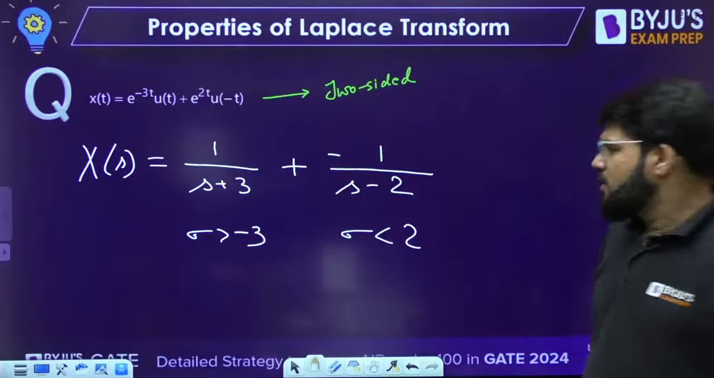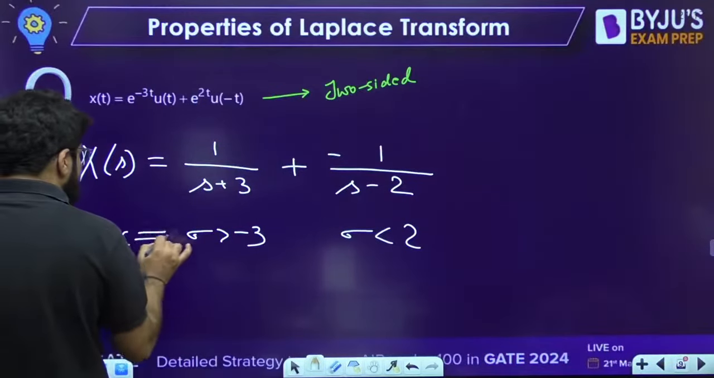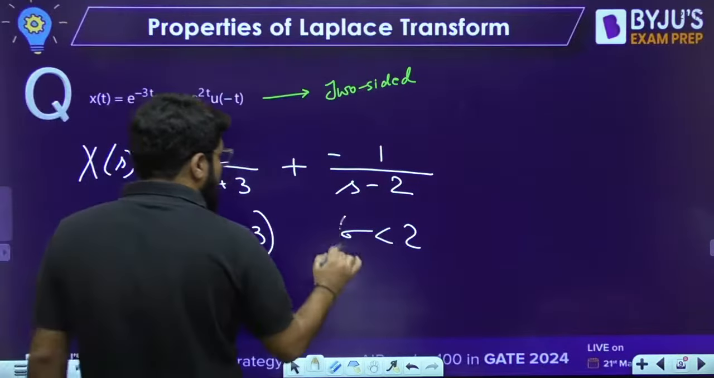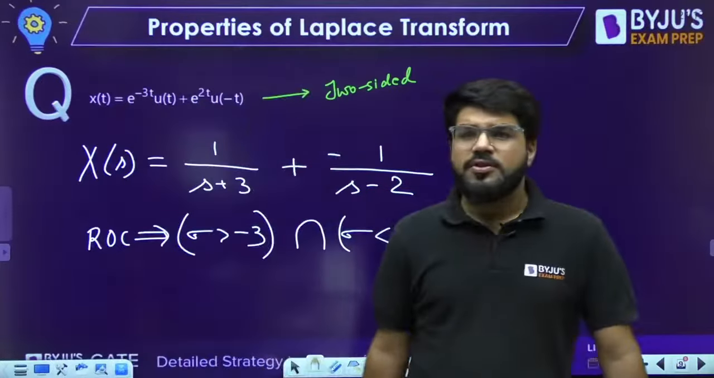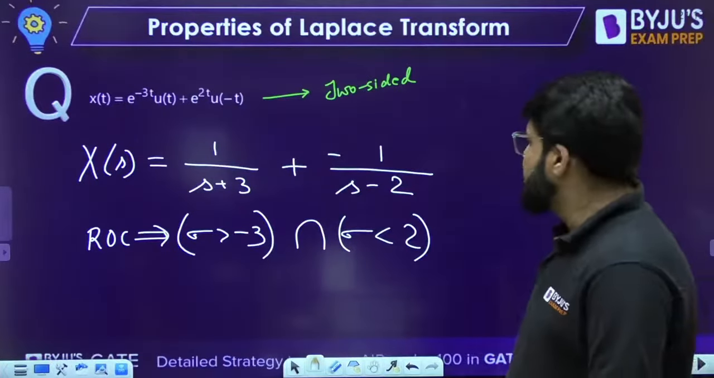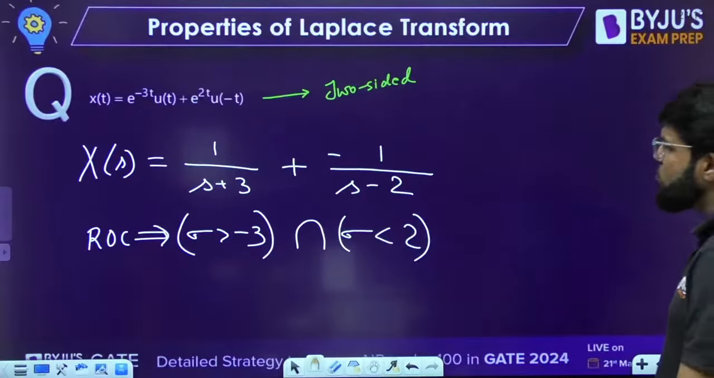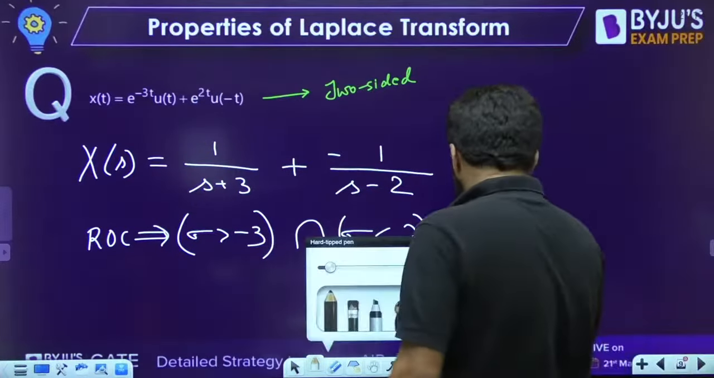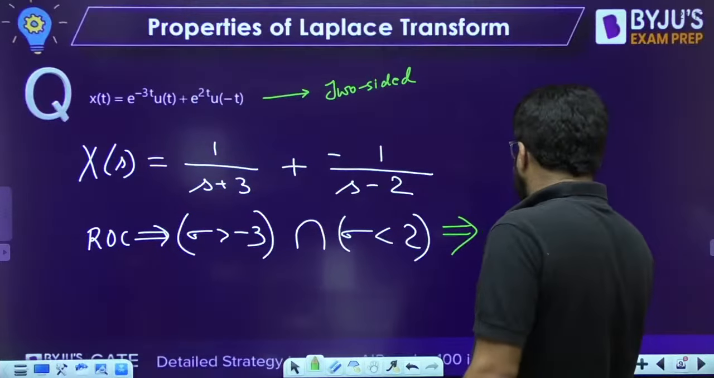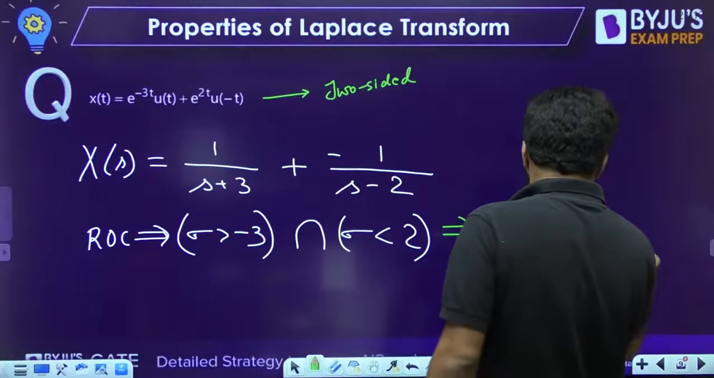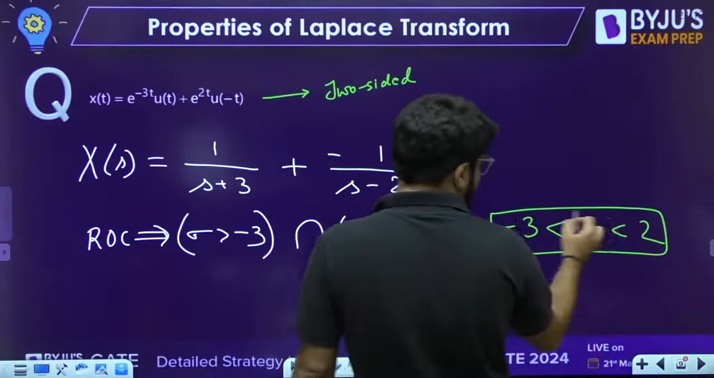So now what is the final ROC? It is such that it satisfies both. Sigma should be greater than -3, but sigma should be less than 2. So what is the common ROC that you can expect here? Greater than -3, but less than 2, that means between -3 up to 2. This is the ROC.